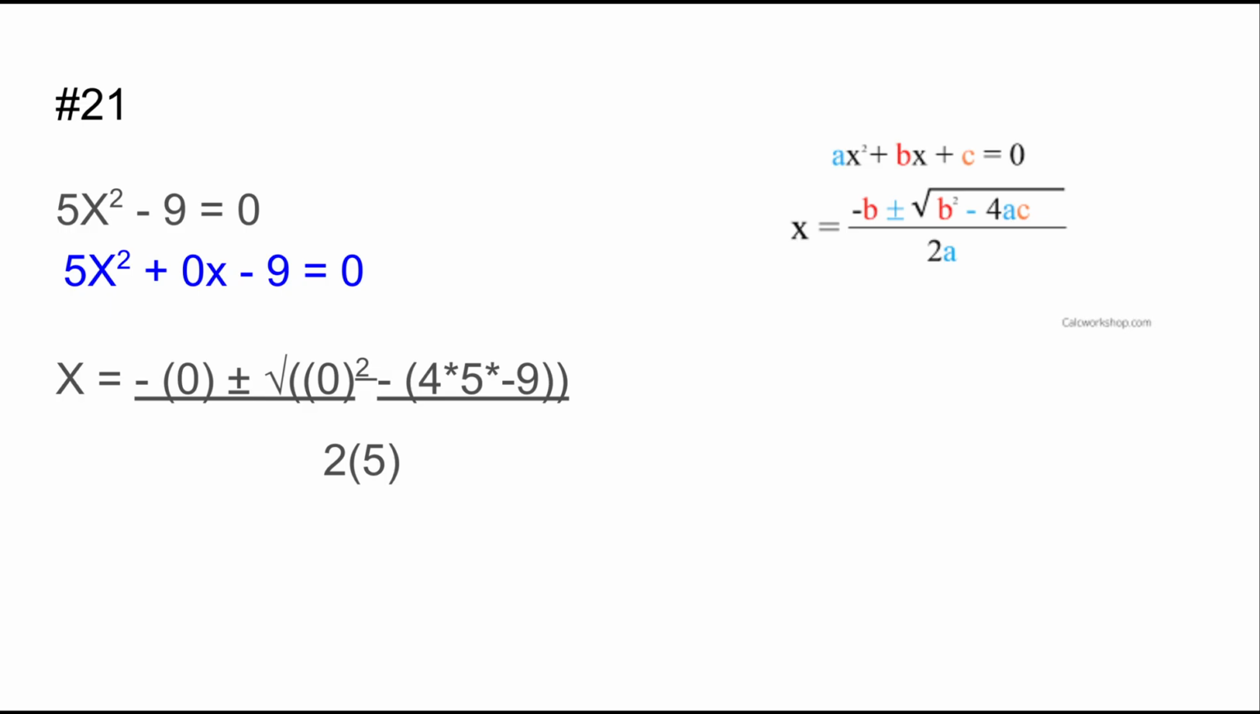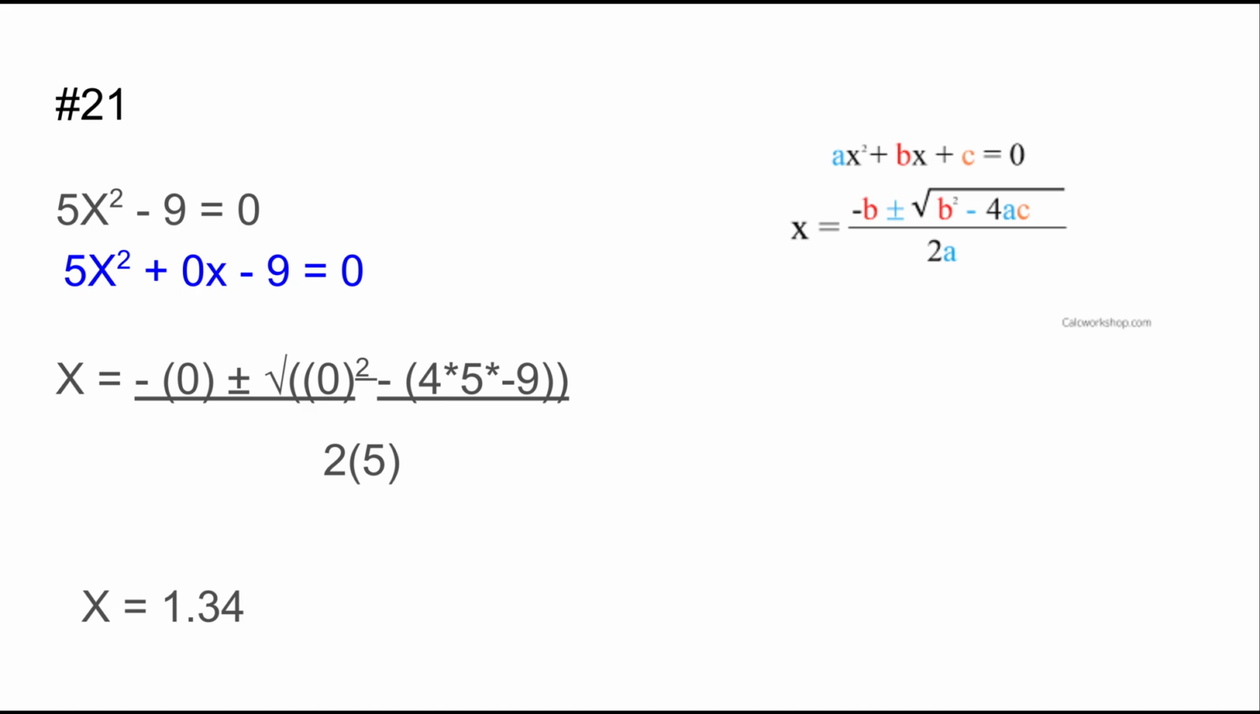Don't let strange, unusual things in math make you stop doing what you need to do. Keep doing the steps you've learned to do. So this one's going to be negative 0 plus the square root of 0 squared minus 4 times 5 times negative 9. Enter. Divided by 10. And you get a number, 1.34.